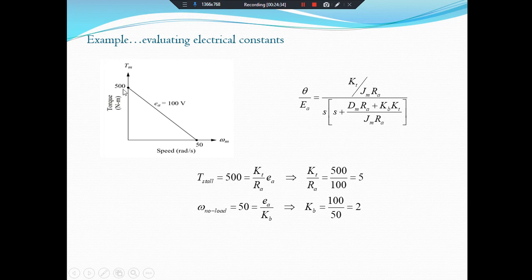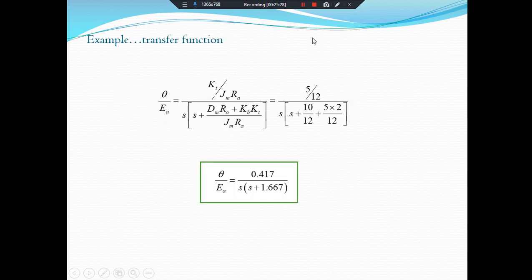Okay, from this graph, T stall is equal to 500. The relation was T stall equal to KT by RA into EA. So 500, and the input voltage EA is equal to 100. So 500 by 100 is equal to KT by RA. The next unknown was the value of KB, and it can be found from the omega no load equation. Omega no load is equal to 50, which is EA by KB, and the input voltage is 100 by KB, so the value of KB is 2. So the value of KT by RA is equal to 5, and the value of KB is equal to 2. Now we will put all the values.